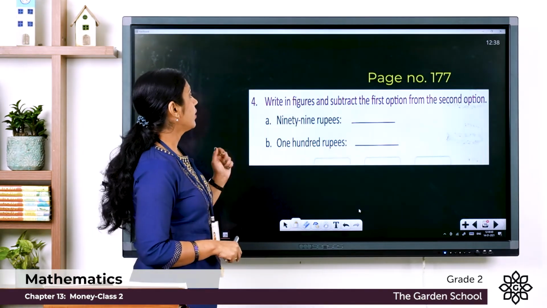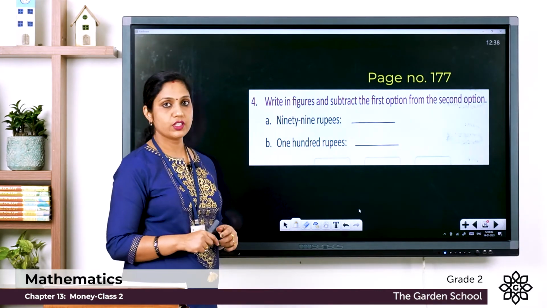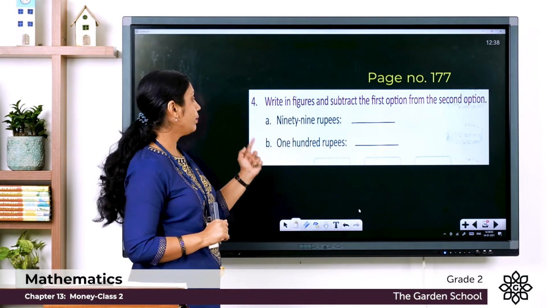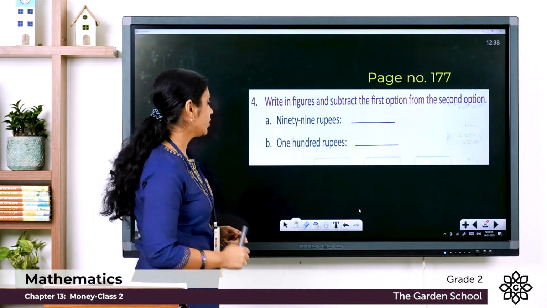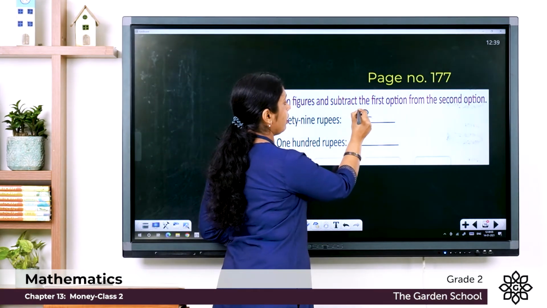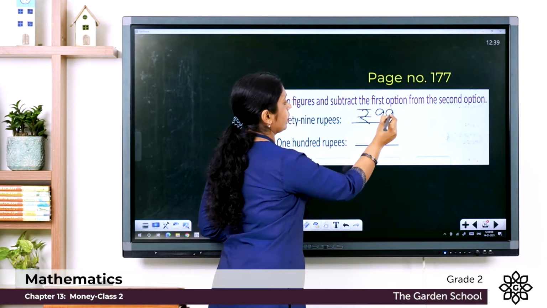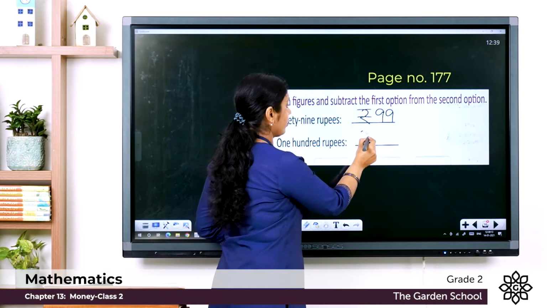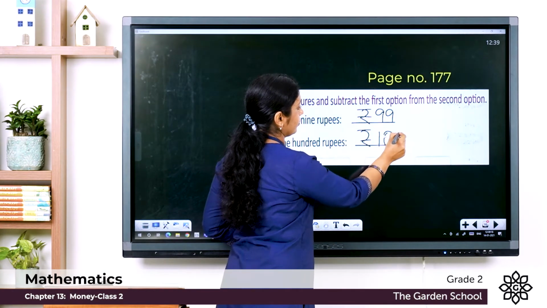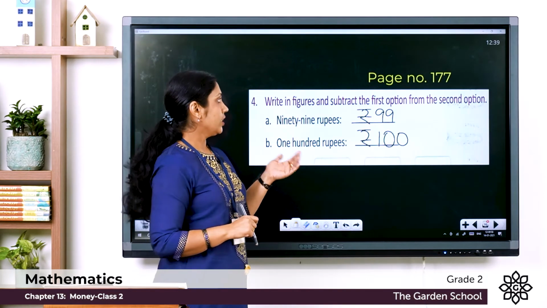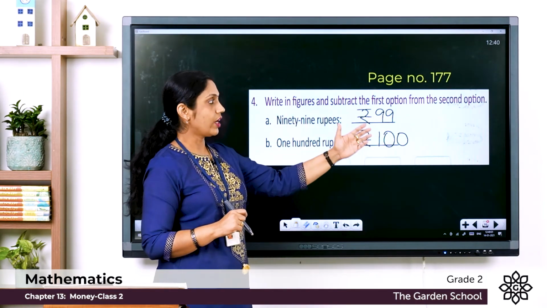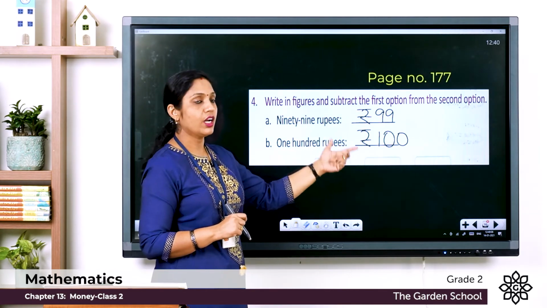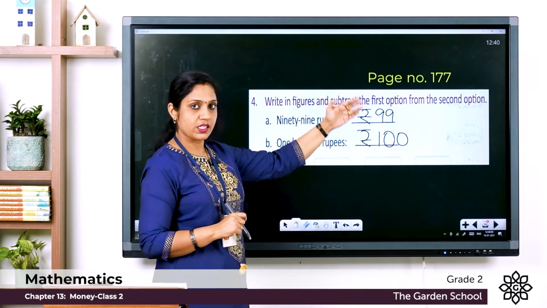Now the next question, write in figures and subtract the first option from the second option. So here we have 99 rupees and B we have 100 rupees. So let's write that. So insert the symbol of rupee and 99. And here next we have 100 rupees. So after this we have to subtract the first option from the second option. So the first option is rupees 99 and the second option is rupees 100. Now we have to subtract 100 minus 99.